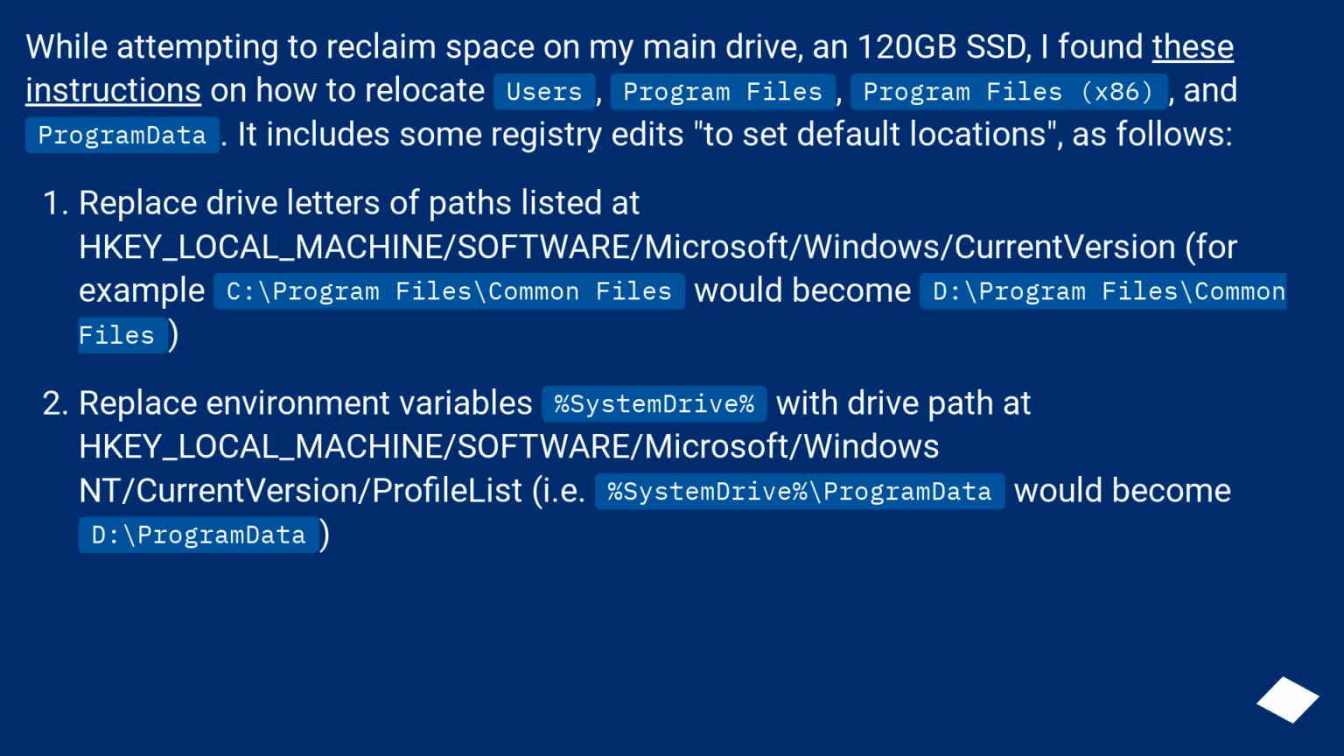While attempting to reclaim space on my main drive, a 120 GB SSD, I found these instructions on how to relocate users, program files, x86, and program data. It includes some registry edits to set default locations, as follows. Replace drive letters of paths listed at HKEY_LOCAL_MACHINE/SOFTWARE/Microsoft/Windows/CurrentVersion. For example, C:\Program Files\Common Files would become D:\Program Files\Common Files.